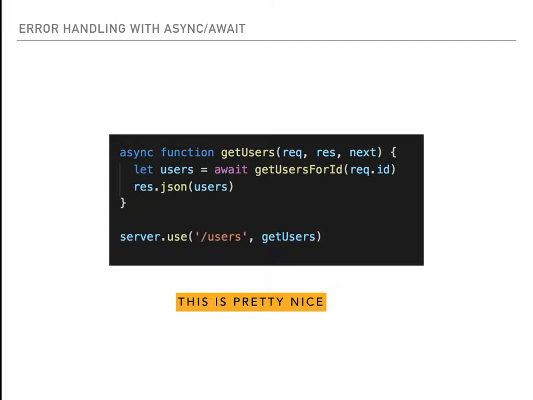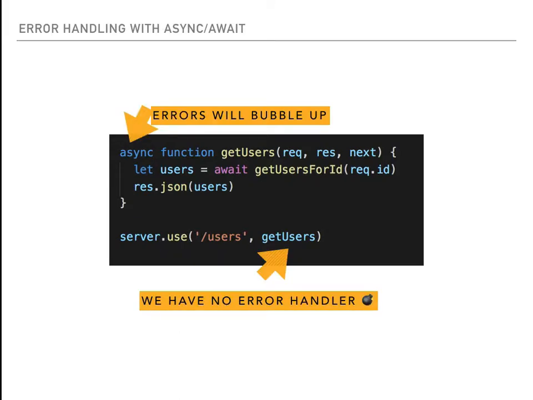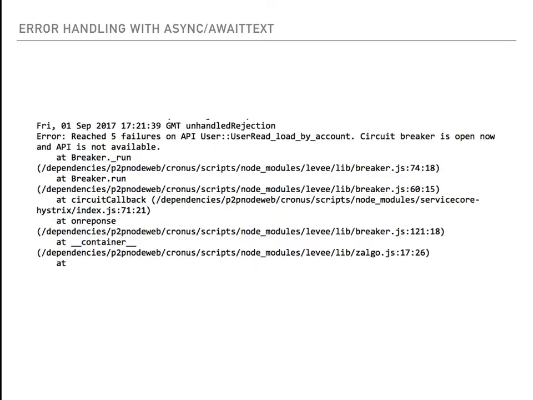So this works pretty well, except if there's an error. If there's an error, it's going to bubble up, and server.use doesn't know what to do with that error. And so you're going to get a crash, an unhandled rejection, like you mentioned.